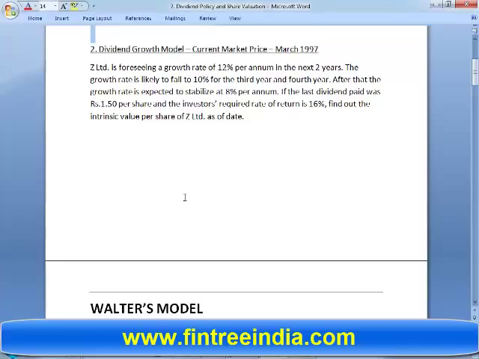It's again a simple dividend discount model which is multi-stage. First, it will grow at 12%, and then it would grow at 10% for 2 years, and then after that it would grow at 8% forever. Wow, that was fast. How did you solve?